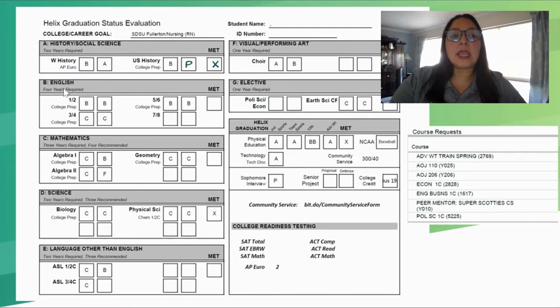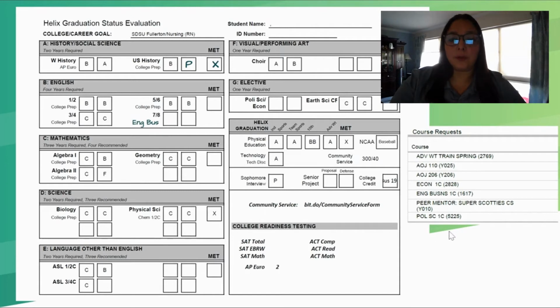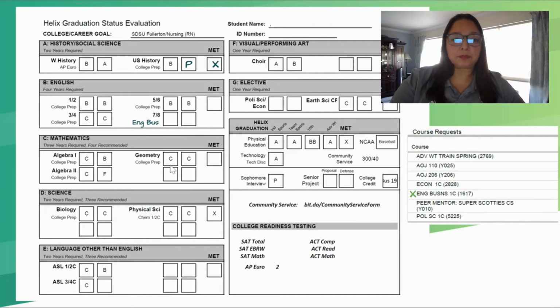The next area is English. You have your 9th grade English, your 10th grade English, and 11th grade English. My sample student here has completed all 3 years of English, leaving only his senior year of English that needs to be completed. So if I look over at his course requests, I'll see that he's requested English for Business. You can go ahead and jot down your senior English course on your form. And then I'm going to check that off on my list to know that that class has been placed on my grad status, and I know that it has been requested, and I'm checking off that requirement once I successfully pass it.